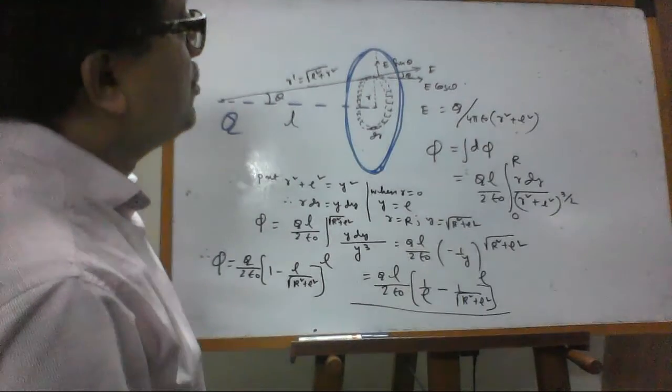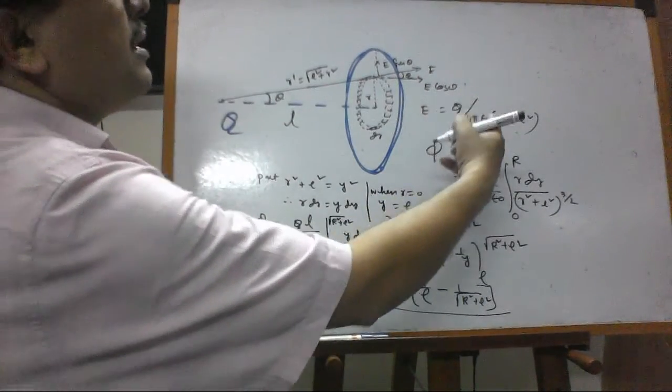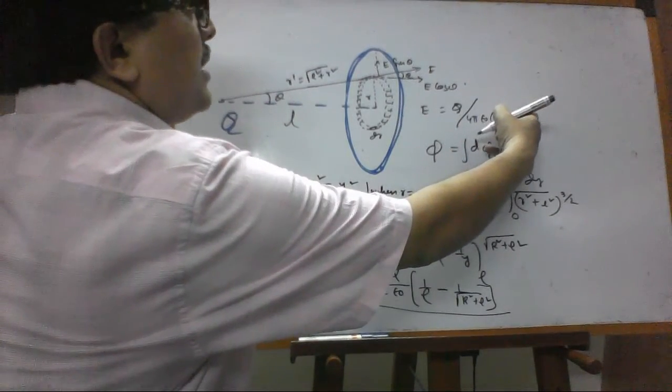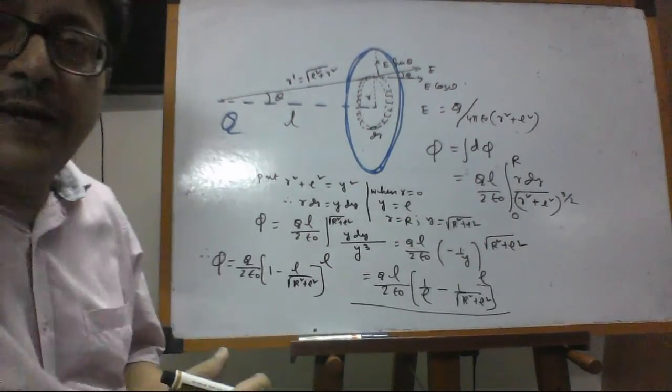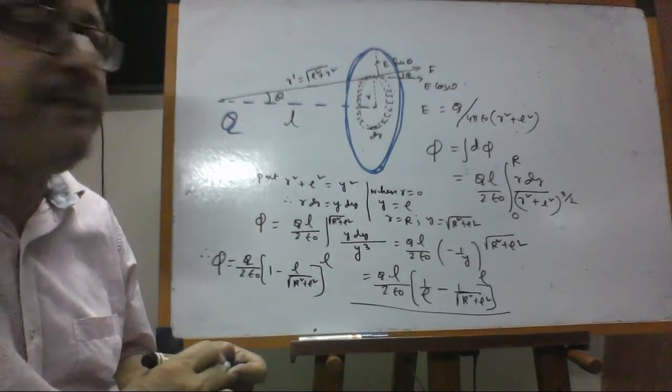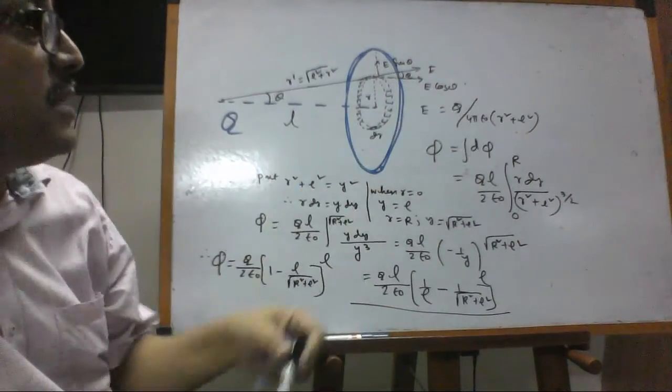Try at home to get the flux through this circle area if another charge minus Q is kept here. How to find the flux through this circle area if another charge minus Q is kept over there?